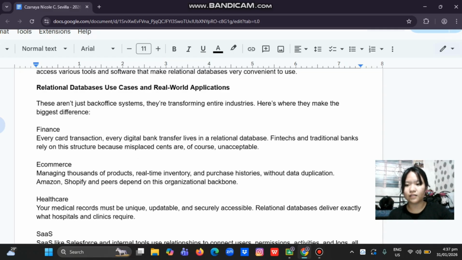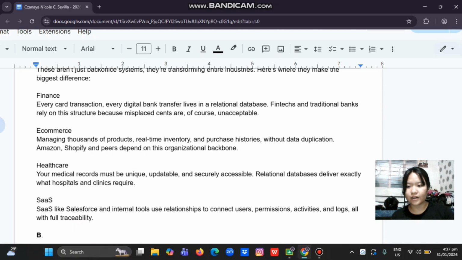Relational databases are used in real world applications. These aren't just back office systems, they're transforming entire industries. Here's where they make the biggest difference.